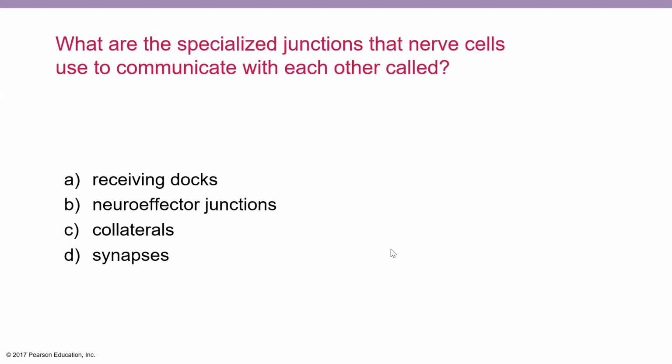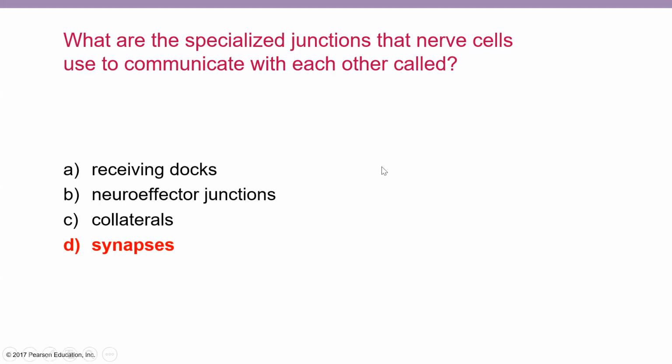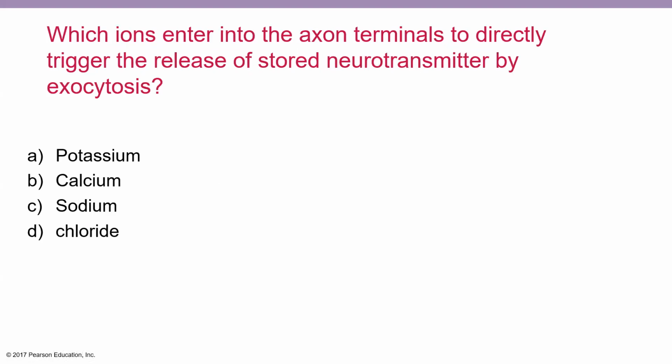All right, let's take a look. Okay, excellent. A lot of response for D. What are the specialized junctions that nerve cells use to communicate with each other called? These are synapses. Okay, so that is correct. Pretty straightforward here. Let's look at another one.